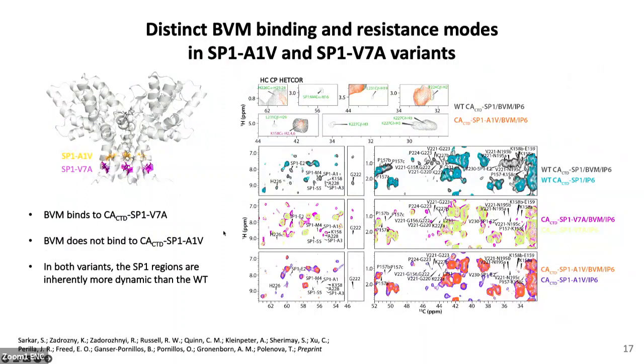We have concluded from several experiments that in the V7A mutant, BVM binds, but in the A1V mutant, BVM either binds very weakly or is very mobile, or it does not bind at all. And in both of these variants, the SP1 tail region is inherently much more dynamic compared to the wild type. This is another unique piece of information we can learn by MAS-NMR, because this information on the binding interaction is inaccessible by any other method, as we don't see any global change or overall change in the protein structure. We just see the dynamics are different.